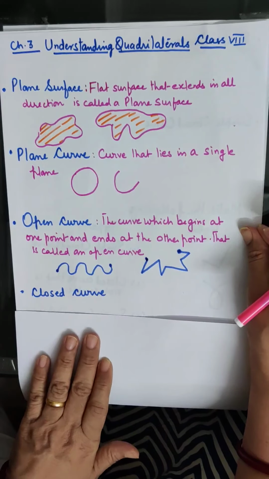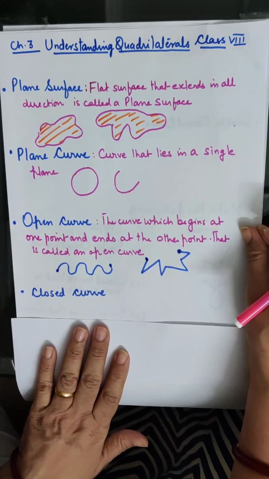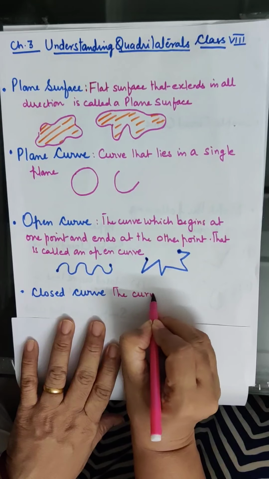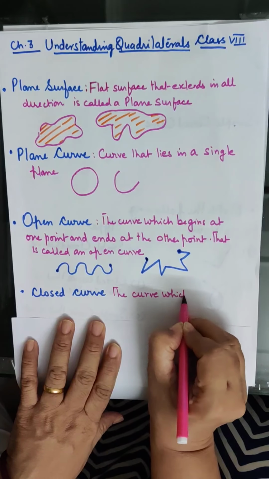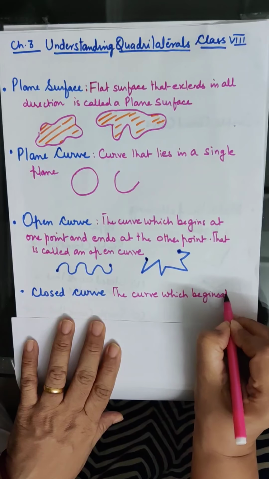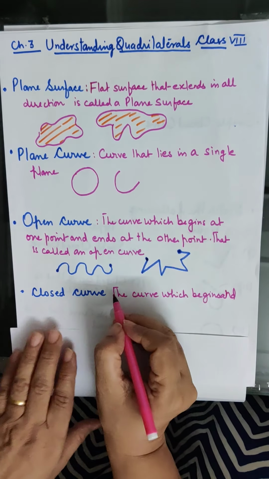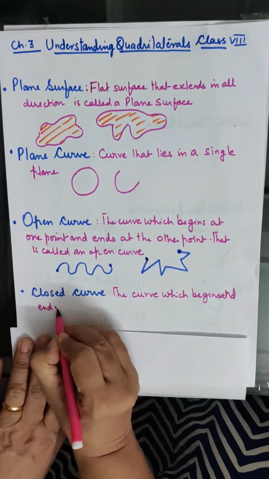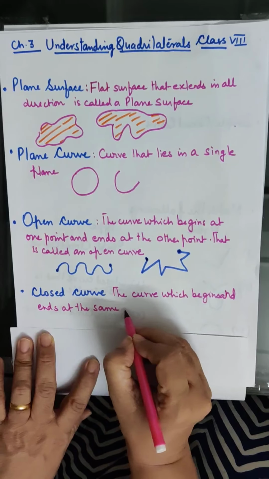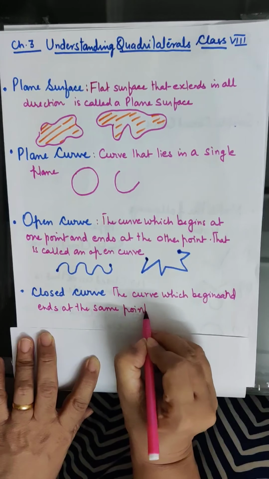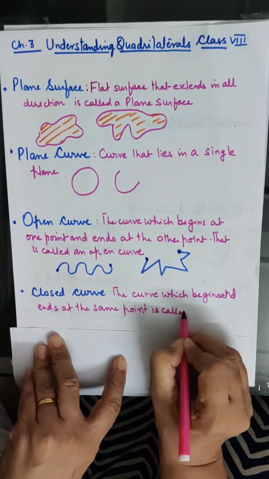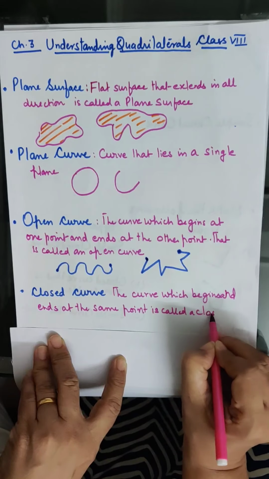Now next is the closed curve. The curve which begins and ends at the same point is called a closed curve.